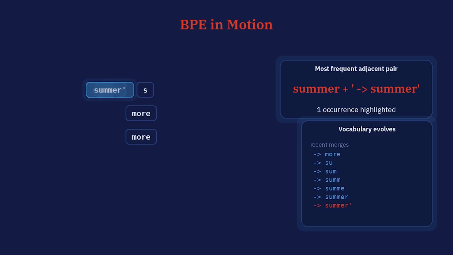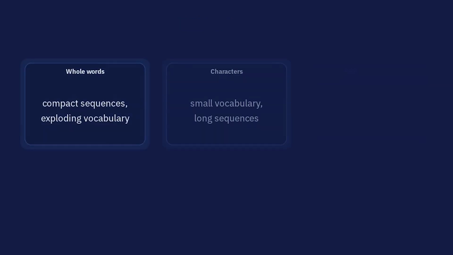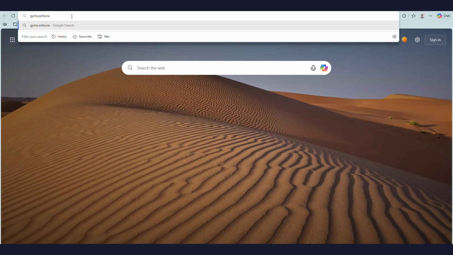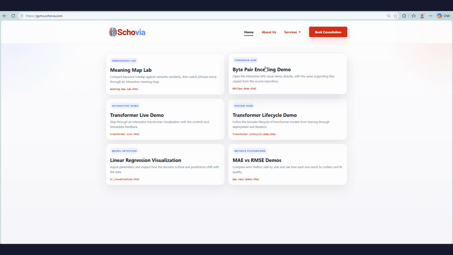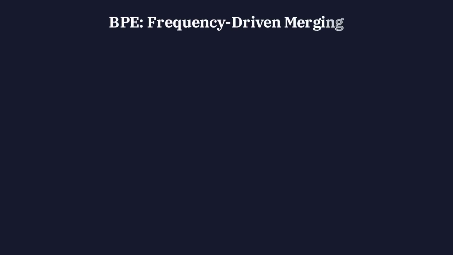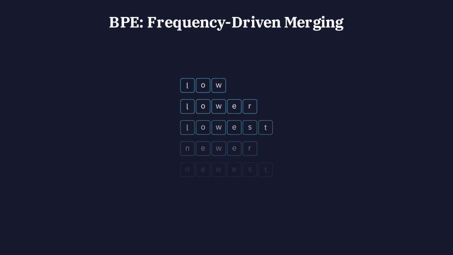This compression style idea was adapted into subword tokenization and became widely used in modern natural language processing systems. Today, we'll use this byte pair encoding demo to see that process unfold in an interactive way. Before touching the tool, here's the core idea. Imagine our text contains words like low, lower, lowest, newer, and newest. If we begin with characters, the model sees something like this.